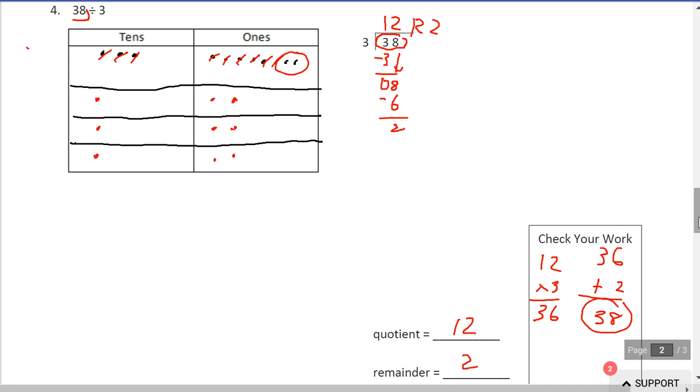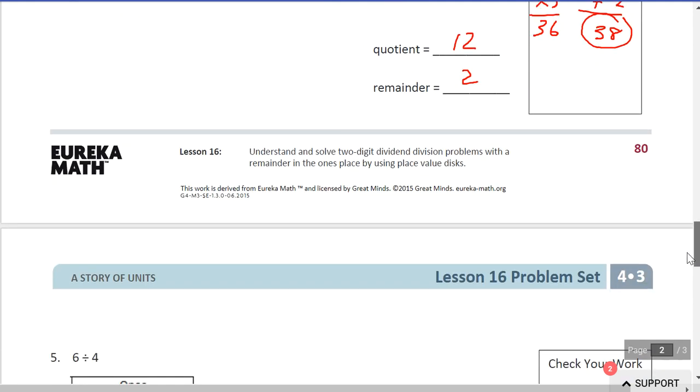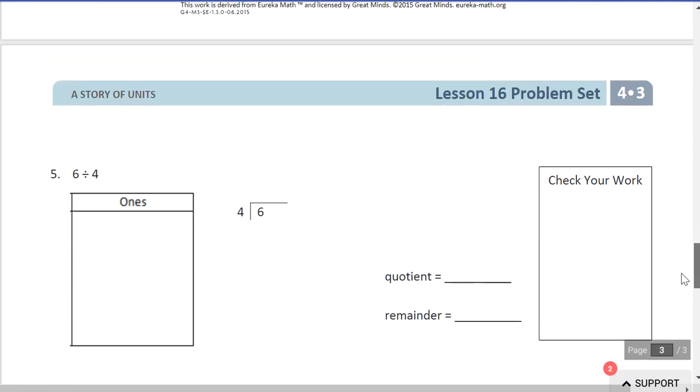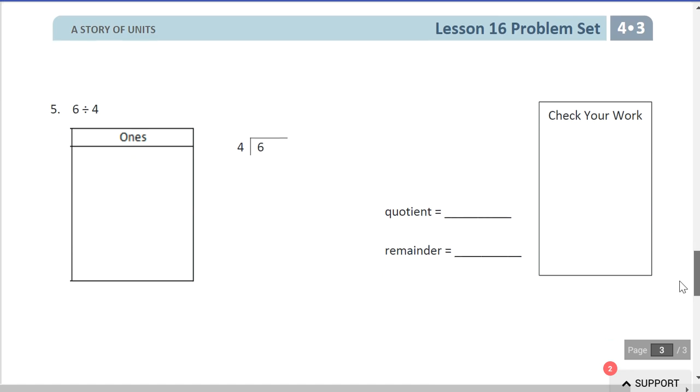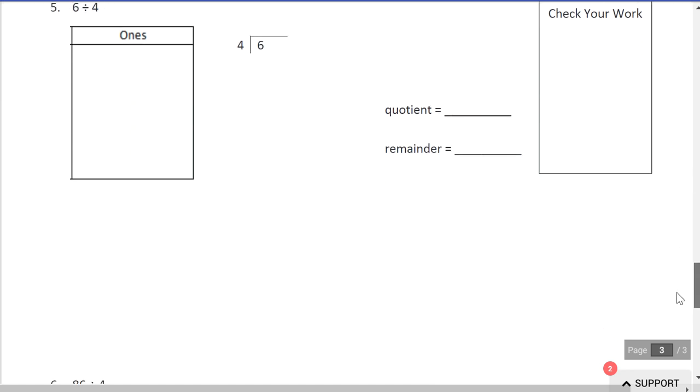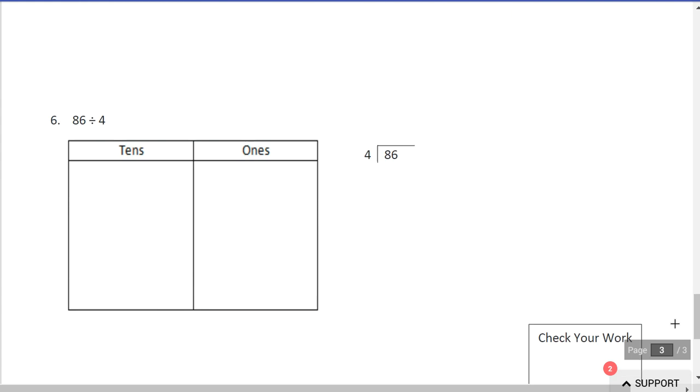Okay, let's go to number 5. And it looks like here I need to go to another page. All right, so go ahead and do number 5 and number 6 on your own, and when you're ready, hit play to check those two.